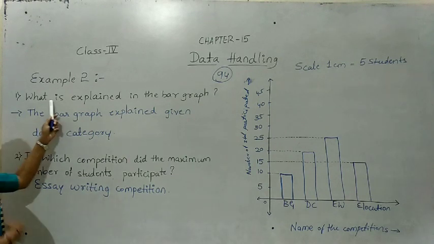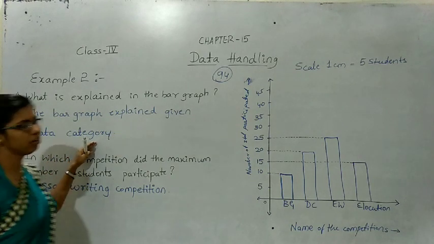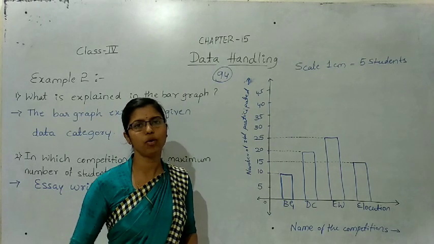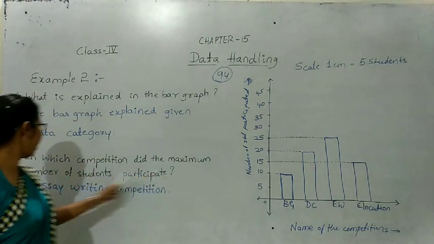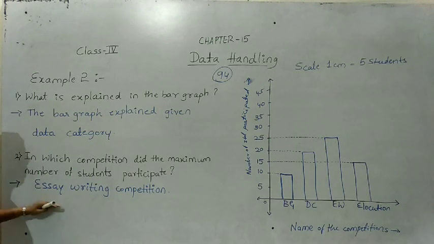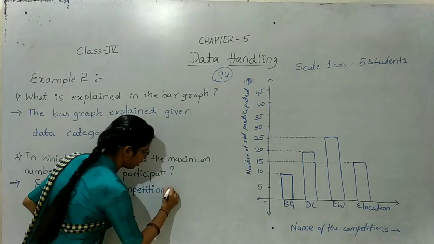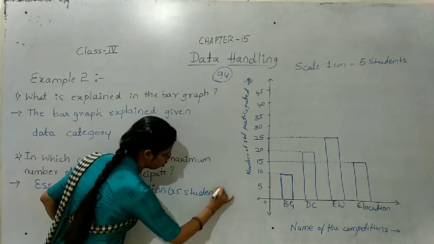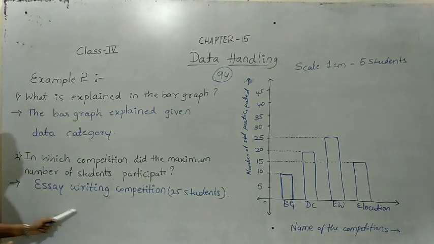See, first question, what is explained in the bar graph? The bar graph explains the given data category. Whatever the given data for us, the bar graph will explain and show a clear picture of it. The second question is, in which competition did the maximum number of students participate? That is the essay writing competition, 25 members. You should write 25 students in the bracket. Write in your textbook, page number 94. Okay.